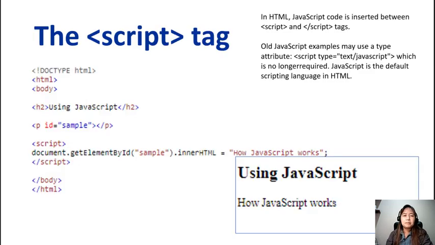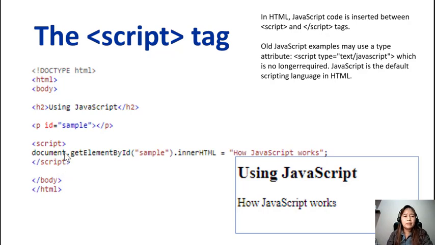So in HTML, JavaScript code is between your script and /script tags. You might find older versions of JavaScript wherein you have to specify the type of the document. So you will find type equal to text/javascript, but this is no longer required because JavaScript is already the default scripting language in HTML. So therefore, it's already understood and you don't have to specify that anymore.